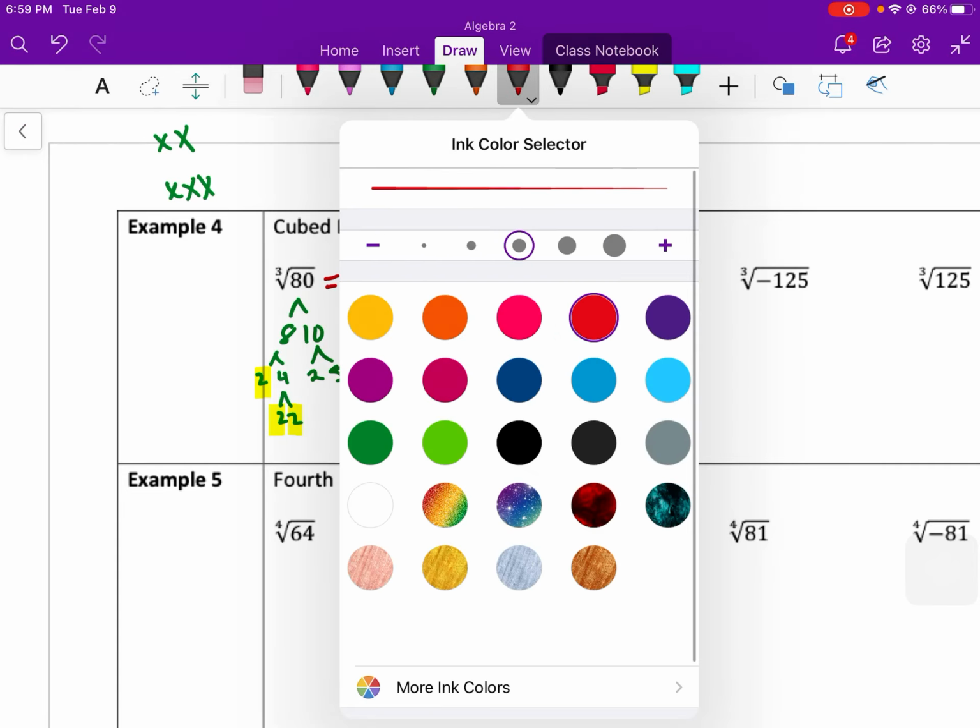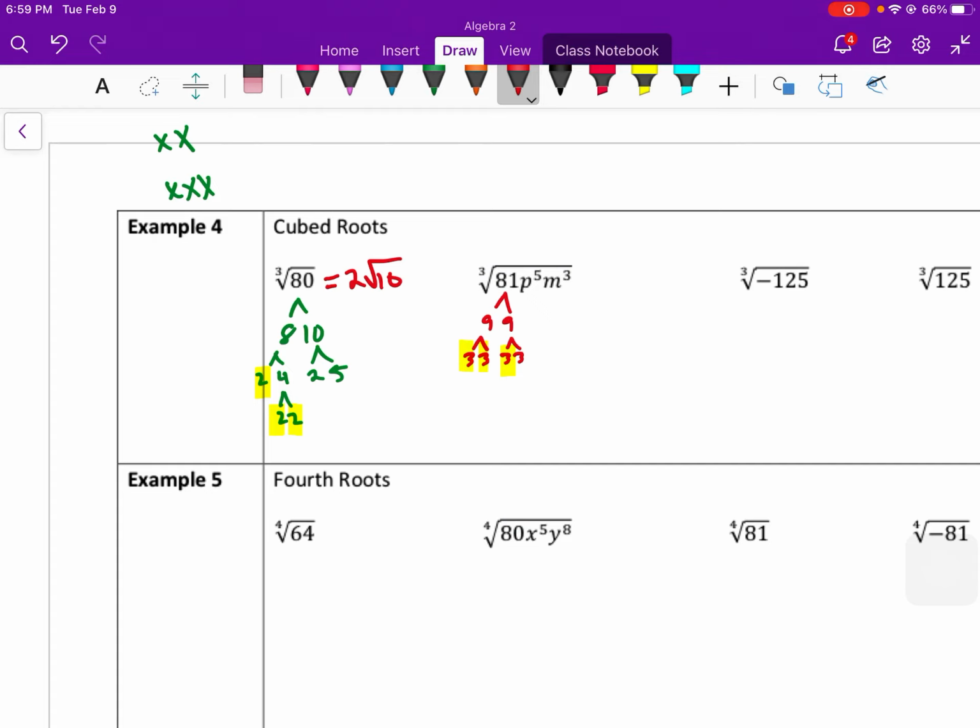So we have 3 factors. So we're going to pull out a 3. P to the 5th is p times p times p times p times p, so we have 1, 2, 3. So 3 times p, and then m cubed would be m times m times m.